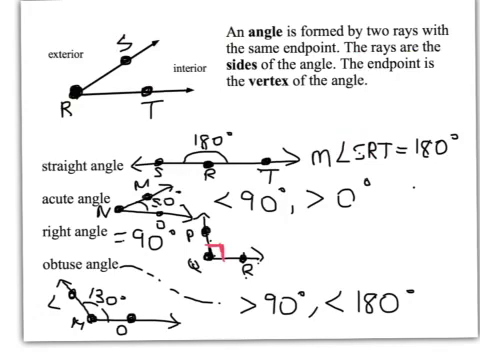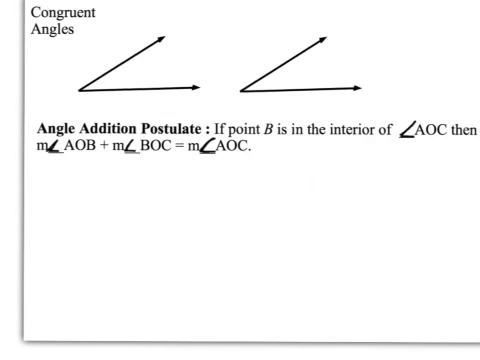So we can see straight angles and right angles have to equal a specific amount. So a straight angle has to be 180, a right angle has to be 90. Acute angles, however, have to be greater than 0 and less than 90. And an obtuse angle has to be greater than 90 but still less than 180. So this brings us to congruent angles.